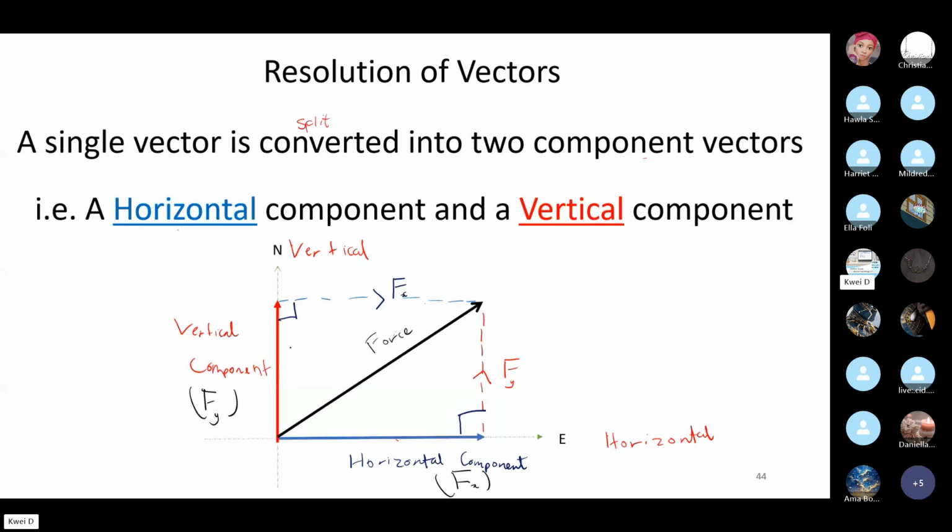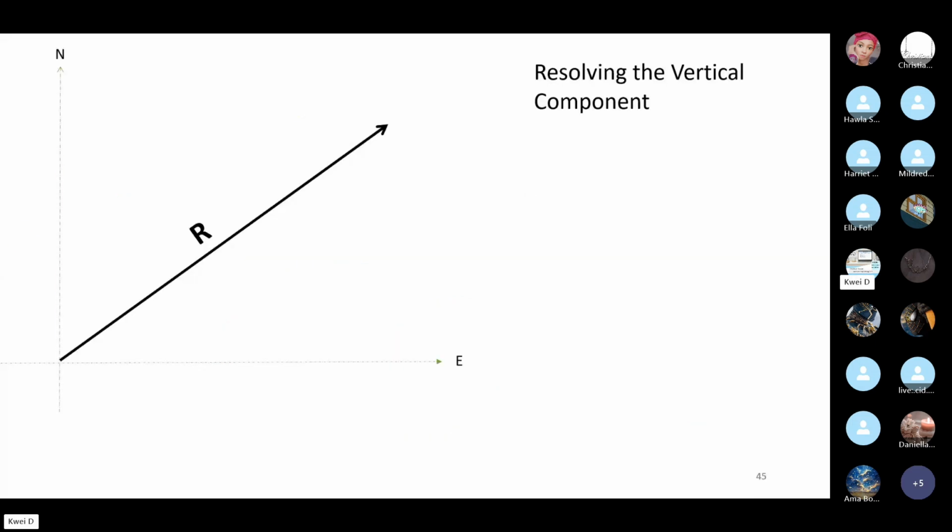Once again, let's start with the vertical component, which is the Fy. If you want to resolve this F, this arrow over here is representing the force F. If you want to resolve, we've mentioned that these vectors form right angle triangles.